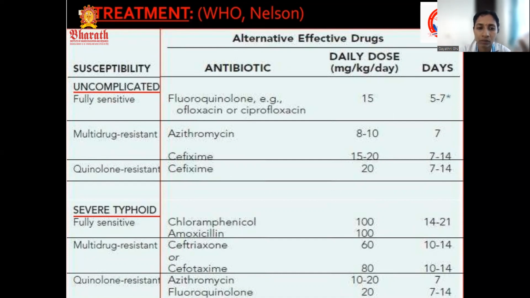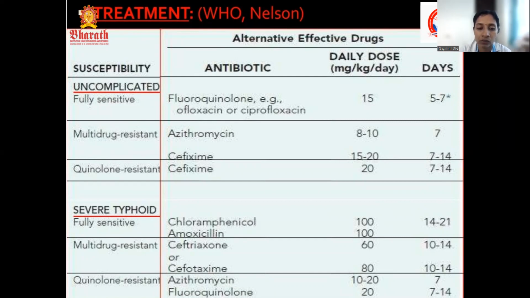And quinolone resistant also, cefixime usually will take over. And for a severe typhoid, fully sensitive, it is chloramphenicol and amoxicillin as a next choice of drug. Here, ofloxacin was in the first line. So whichever you have, these 3 or 4 drugs, you can interchange depending on the antibiotic sensitivity pattern. Otherwise, depending on which episode it is, the age of the child, what clinical presentation, how you feel it to be.